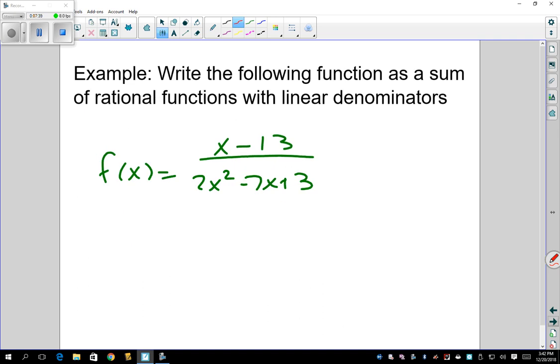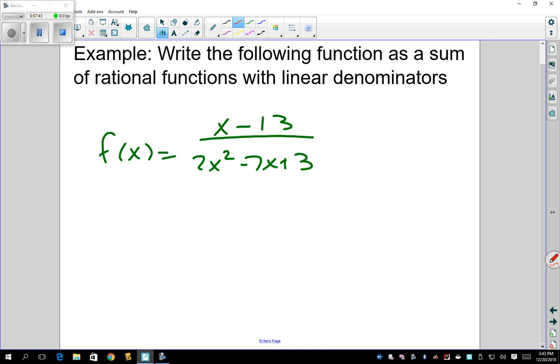So how we're going to do this, this honestly just requires a lot of practice when it comes to partial fractions. My first move is I'm asked to write this as a sum of rational functions with linear denominators, so I know that x squared, I don't like that x squared. So the first thing I want to do is factor this bottom part. What multiplies to 2 times 3, which is 6, and adds to negative 7?